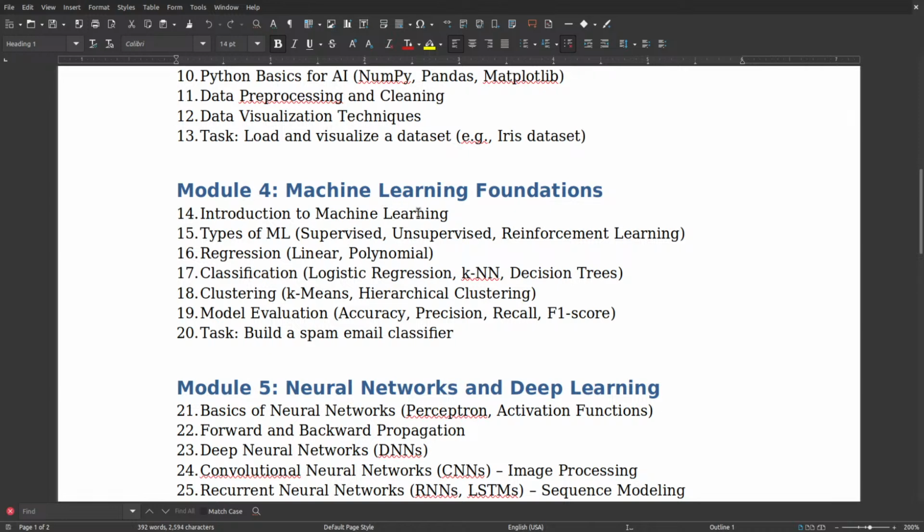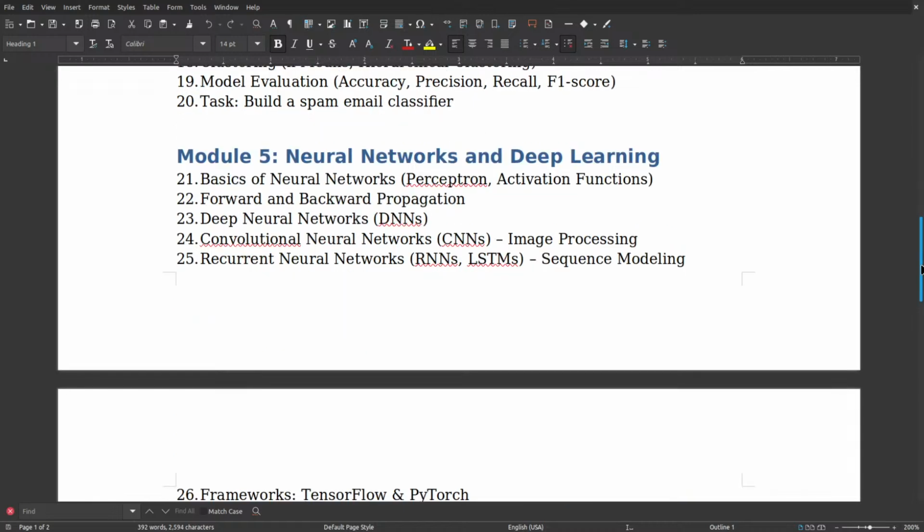So in Module 4, we'll be talking about machine learning foundations: introduction to machine learning, types of machine learning. Then we're going to talk about regression, classification, as well as clustering and model evaluation. Then we're going to start building real-life tasks with the datasets we will get, right?